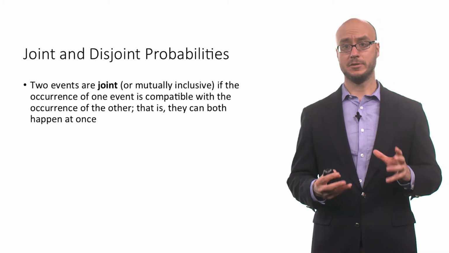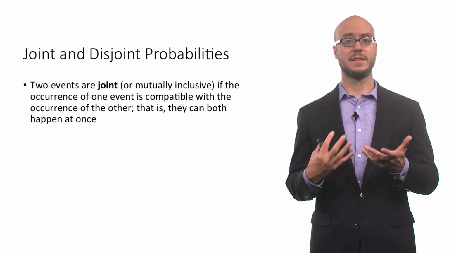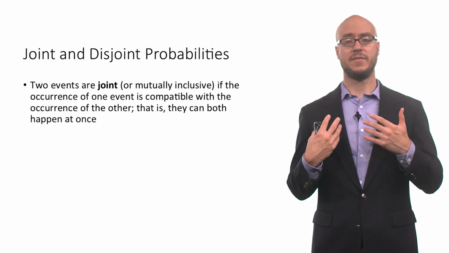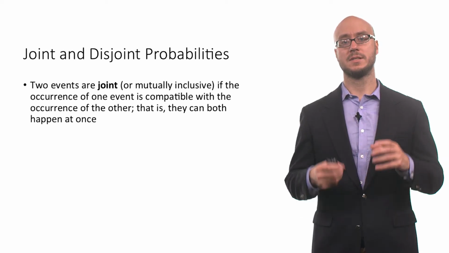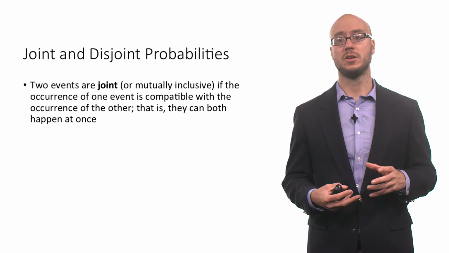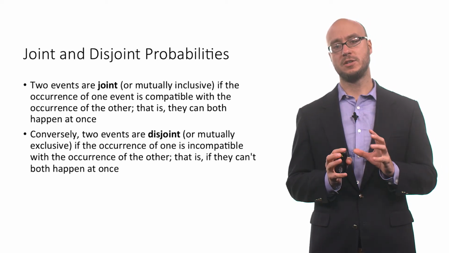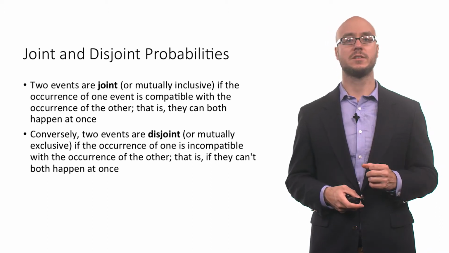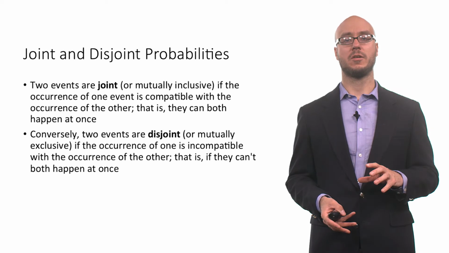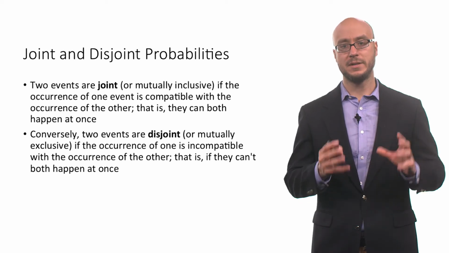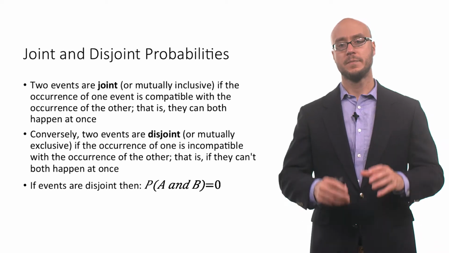Two events, A and B, are joint if they occur at the same time. The idea is that if they can occur at the same time, if they can both happen at once, these two events are joint or mutually inclusive. We can talk about two events being disjoint or mutually exclusive if the occurrence of one is incompatible with the occurrence of the other. If they can't happen at the same time, two events, A and B, are disjoint.